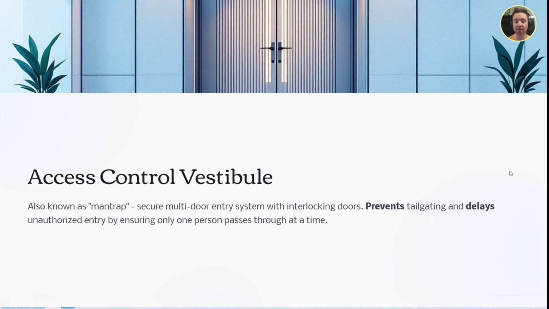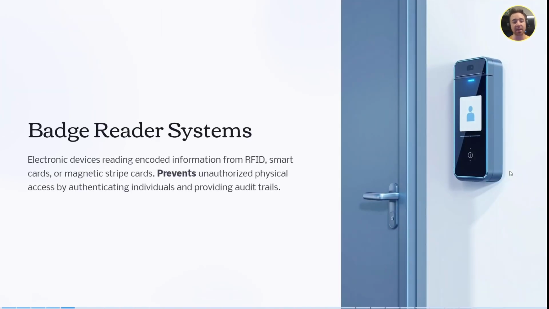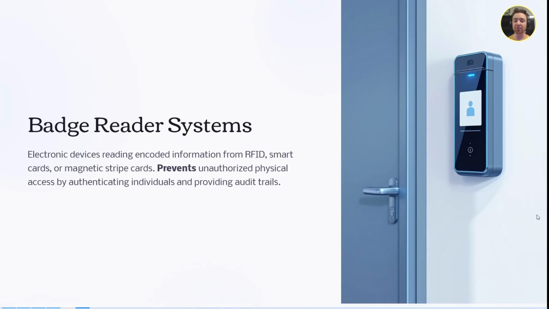All right. Now, badge reader system, again, pretty self-explanatory. It's going to use badges in order to authenticate to the door before the door will open and allow you in. So it prevents unauthorized physical access because you have to authenticate yourself first.